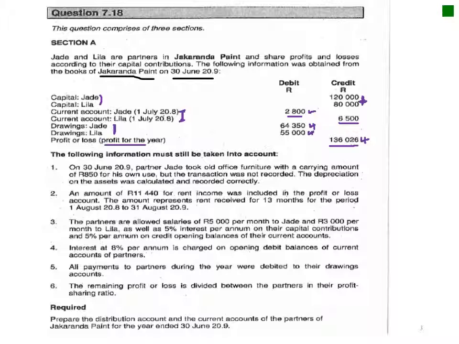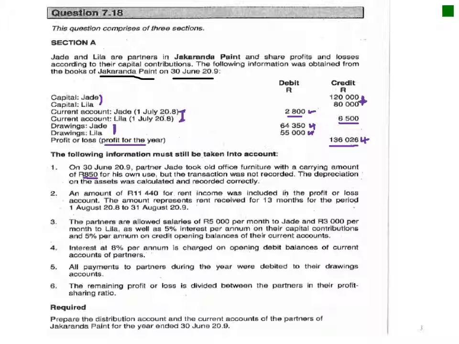Then they also tell us additional information. On the 30th of June, Jade took old furniture that had a carrying amount of $850 for his own use. Sorry, I thought Jade was a female. I see they called Jade a male. But the transaction was not recorded. The depreciation has been calculated and recorded correctly.